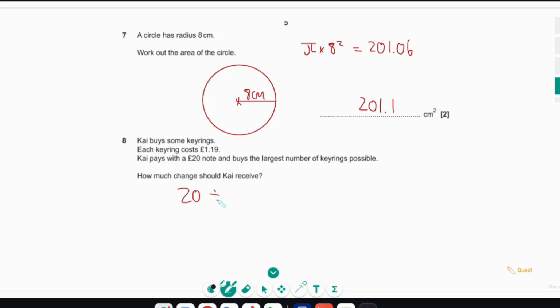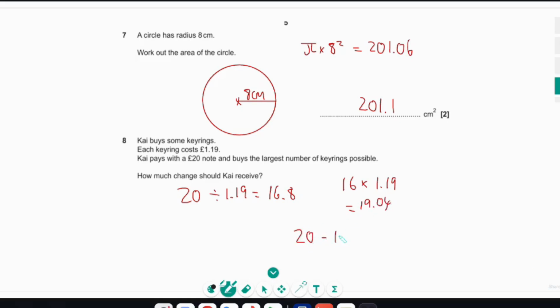I'm just going to do 20 divided by £1.19 to work out how many keyrings can be bought in total. 16.8, which is a maximum of 16. So he's bought 16 keyrings. So what's 16 times £1.19? £19.04.